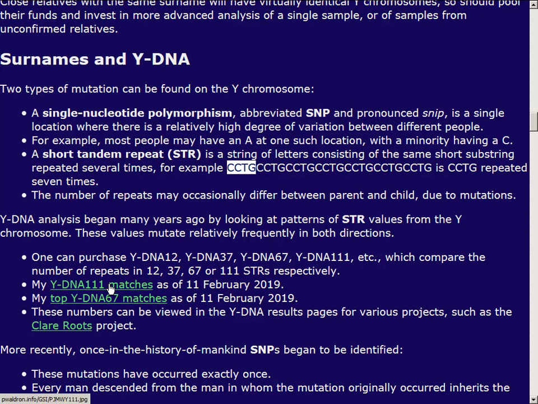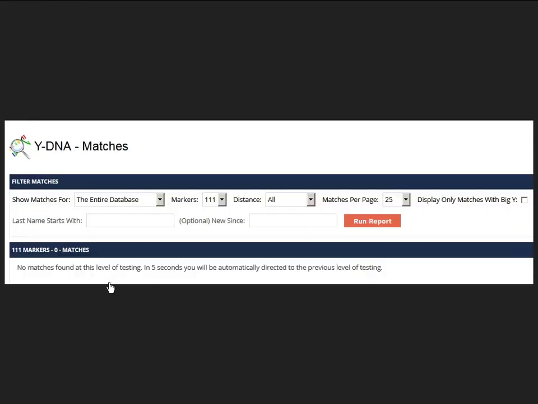So let's look at what sort of results you get back after you send off your DNA for analysis of the Y chromosome. This is my current results. I've had 111 STR markers analyzed. There isn't another man in the database who has within 10 out of 111 differences from me on those markers. So that's a little bit disappointing. I have a unique Y chromosome.